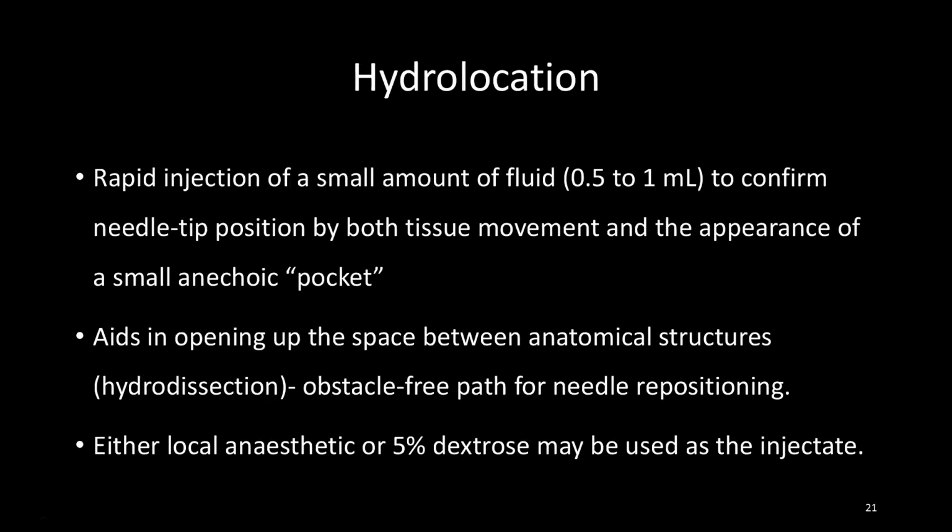Then coming to hydrolocation. For newcomers like us, when we don't know where our needle tip is and most of the time we are unable to get a perfect needle alignment and optimized needle tip location, then we can start with hydrolocation. Hydrolocation actually involves rapid injection of a small amount of fluid. It is generally between 0.5 to 1 ml so as to confirm the needle tip position by both tissue movements and appearance of a small anechoic pocket. This small anechoic pocket is because of the injection of the small fluid which we have pushed in. It aids us in opening up the space between the anatomical structures.